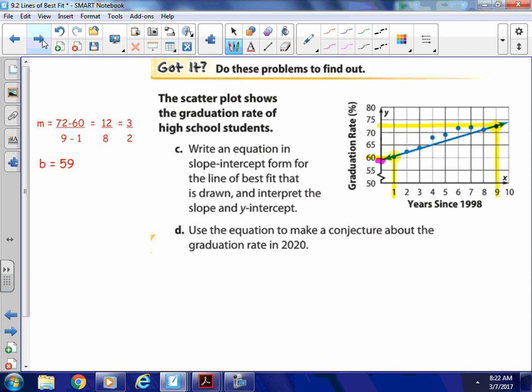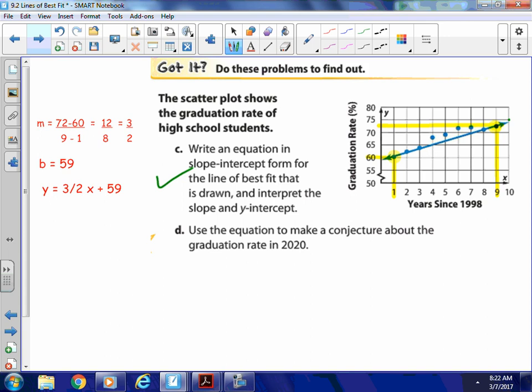Well, we're lucky again. We can get b right from the graph. It looks like it's going to hit at about 59. So if I know m and I know b, I can write my equation. y equals 3 halves x plus 59. So we've finished this part. Now they want us to use the equation to make a conjecture about the graduation rate in 2020. Notice my graph's not big enough to extend the line and read my number from the graph. However, I've got my equation.